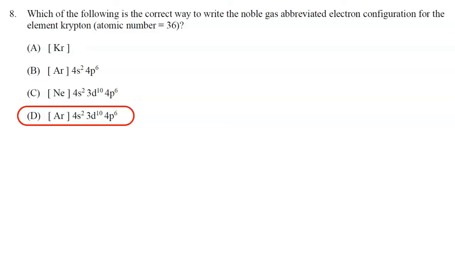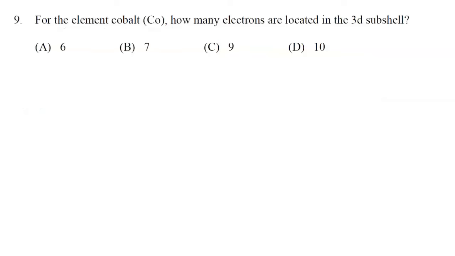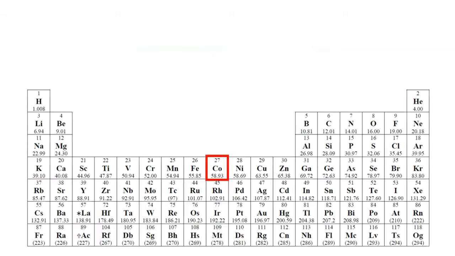Now let's take a look at question 9. Question 9 says, for the element cobalt, which has the symbol Co, how many electrons are located in the 3d subshell? Well, let's go find cobalt on the periodic table. Cobalt has atomic number 27, so it has 27 electrons in that atom. And let's start with the complete electron configuration for the element cobalt.